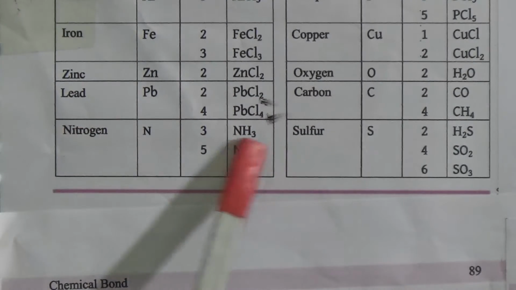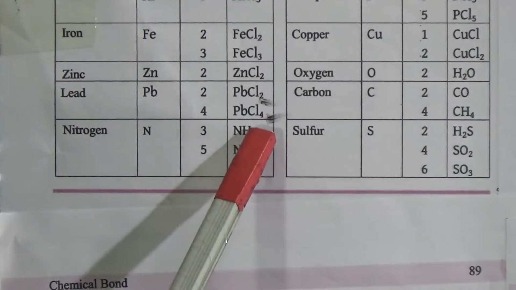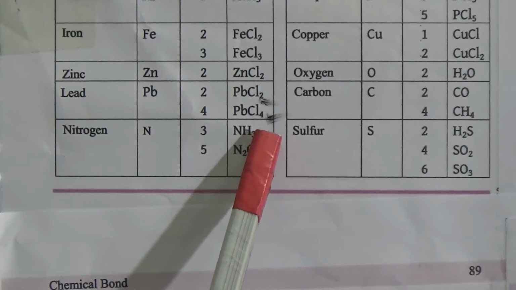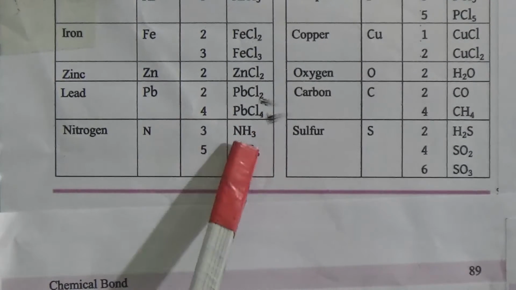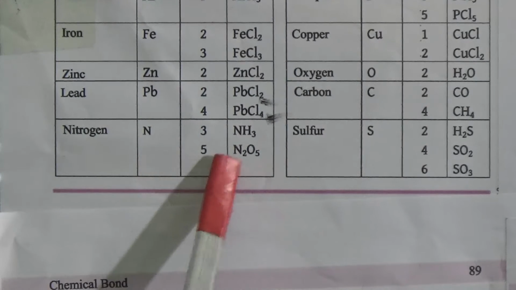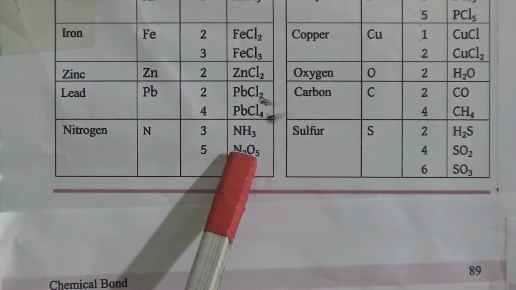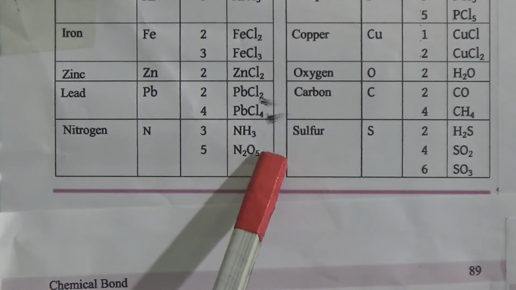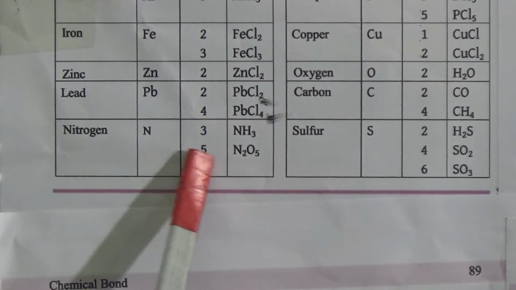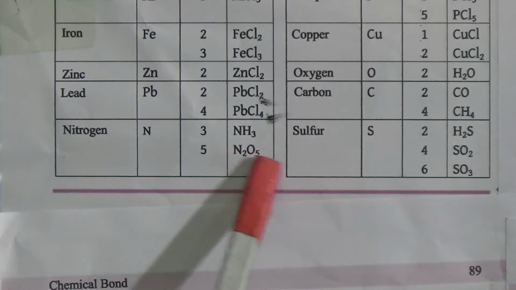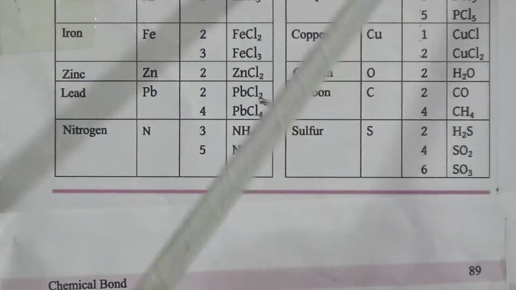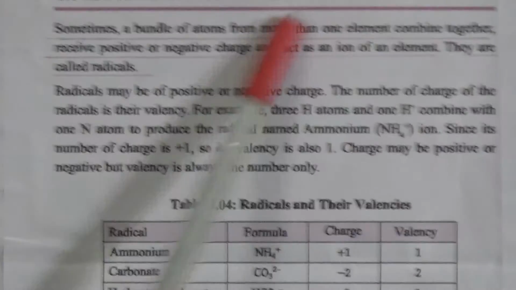Nitrogen also has variable valency. In ammonia, nitrogen holds 3 hydrogen atoms, so its valency is 3. Again, in dinitrogen pentaoxide, nitrogen holds 5 oxygen atoms, so its valency in dinitrogen pentaoxide is 5. Now come to the radicals and their valencies.